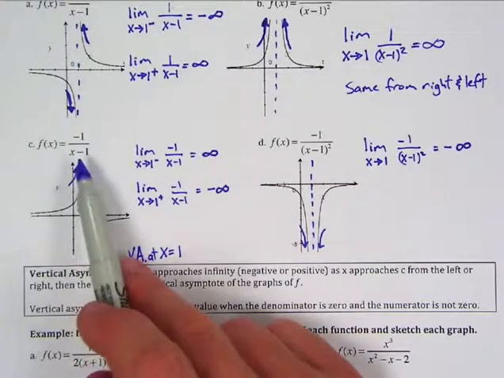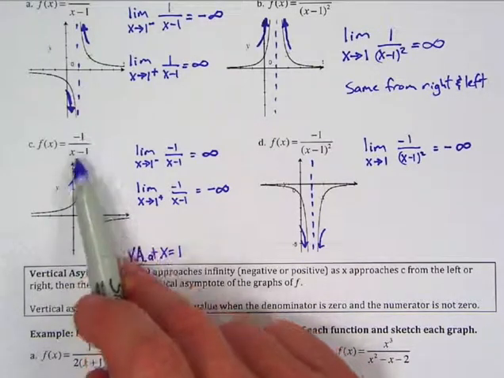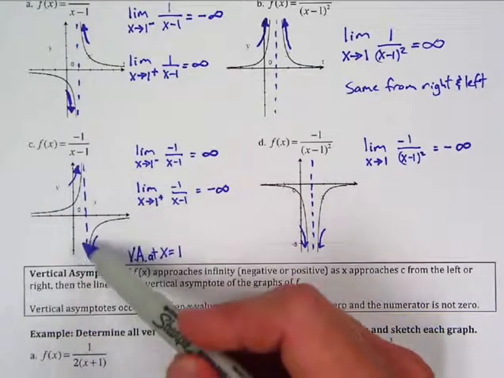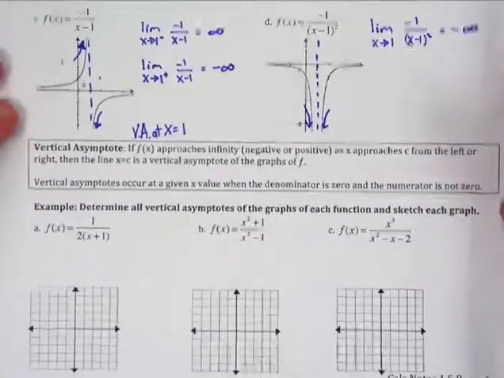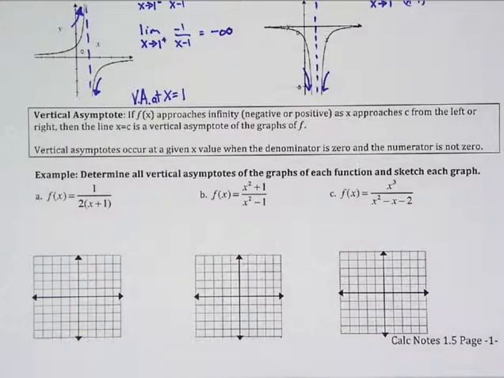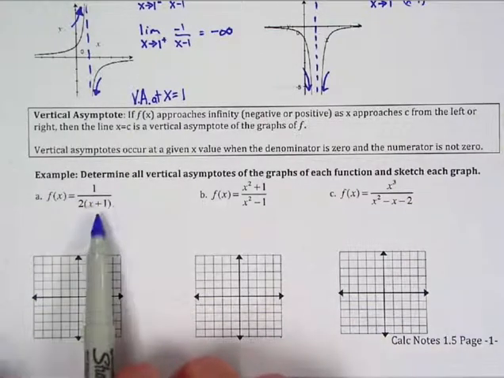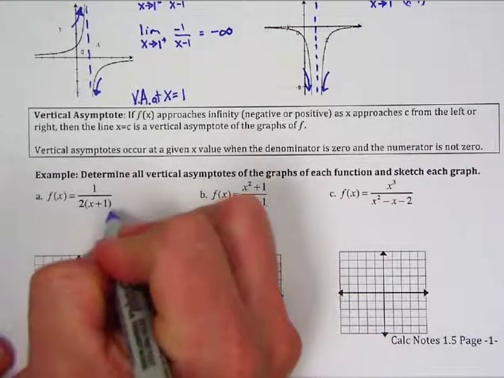If we look up here at these examples, if I plug 1 into the equation, notice I get negative 1 over 0. So there, the denominator is 0 and the numerator is not 0, and therefore we get a vertical asymptote. So let's try this out on a couple examples here. We're going to determine all vertical asymptotes of the graphs and then sketch the graph. What we want to try to do is use an analytic approach here. So we're going to let the denominator equal 0.